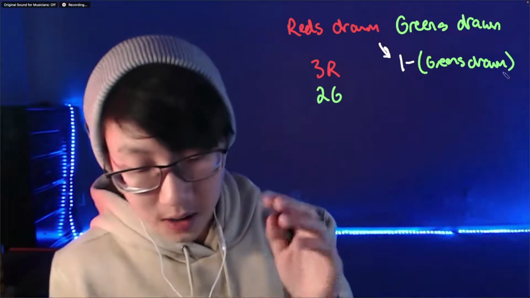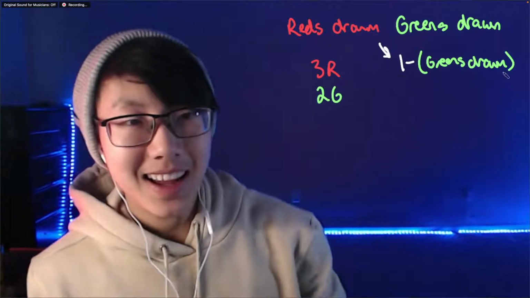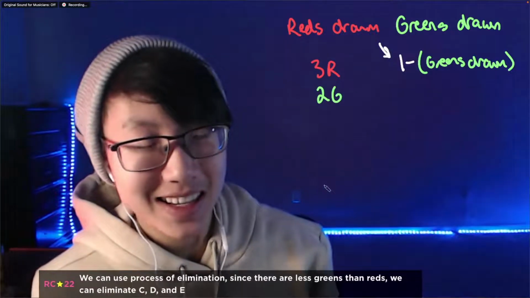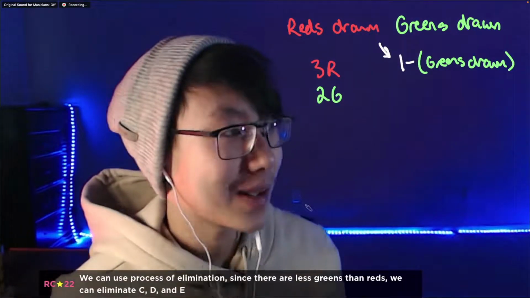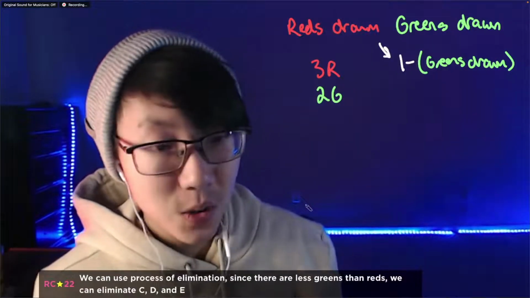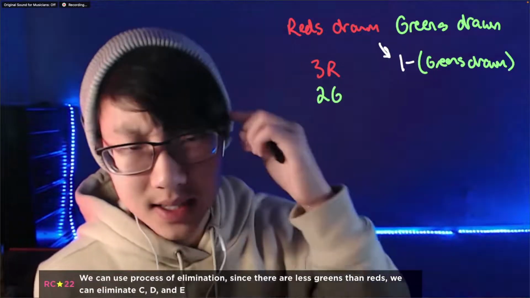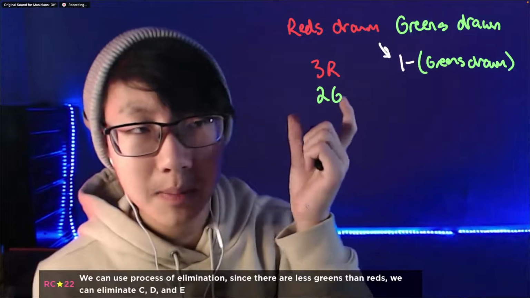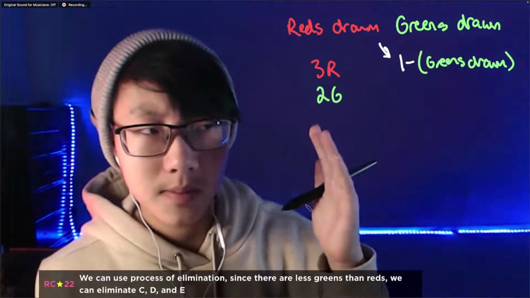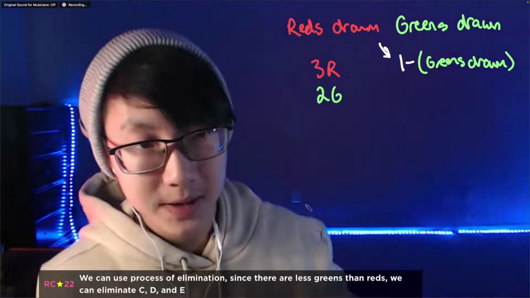So let's count all the possibilities that the greens are drawn. Since there are fewer greens than reds, we can eliminate C, D, and E. This is using the answer choices, which is great. The answer choices C, D, E are all 1/2 or greater. Intuitively, it would probably be harder to get all the greens drawn, so we should have less than 1/2 probability, right?